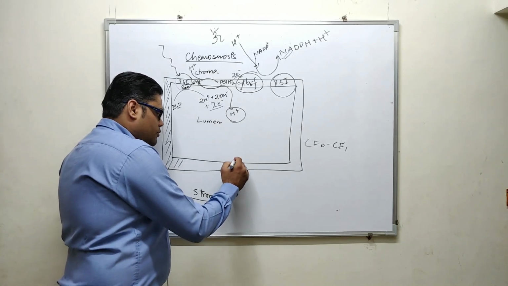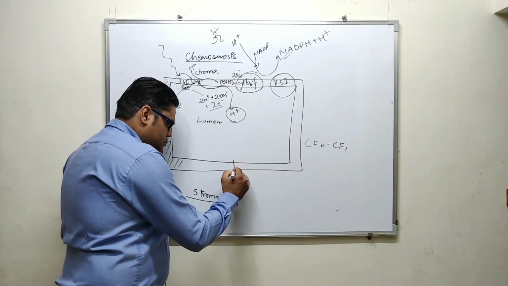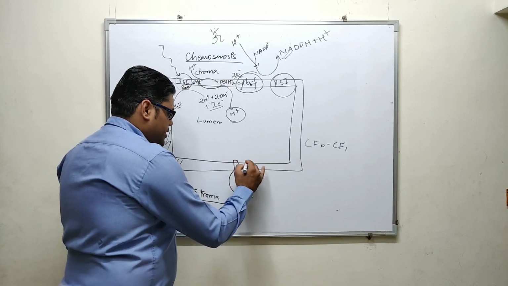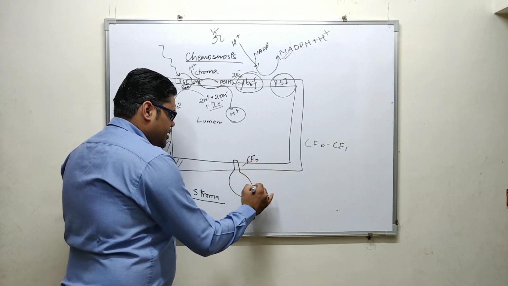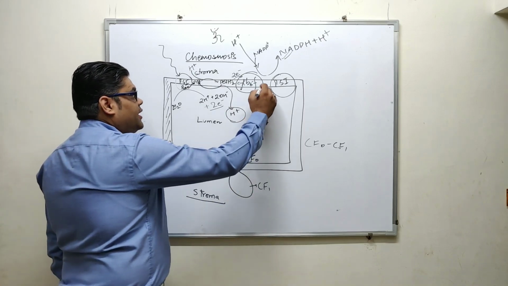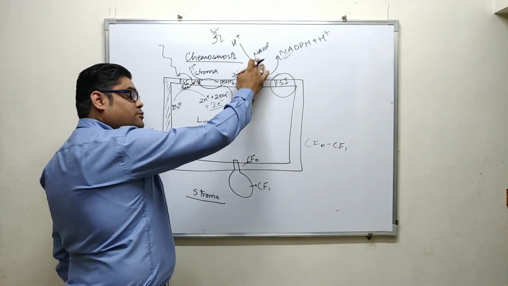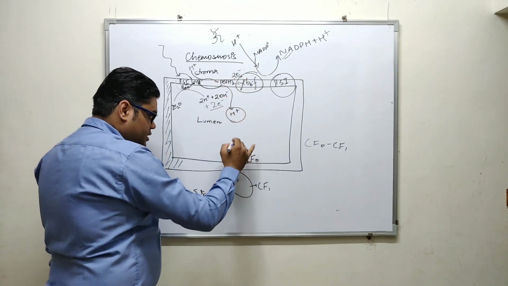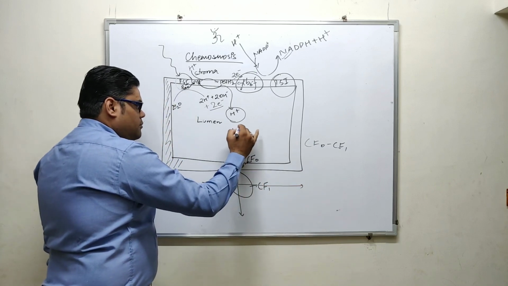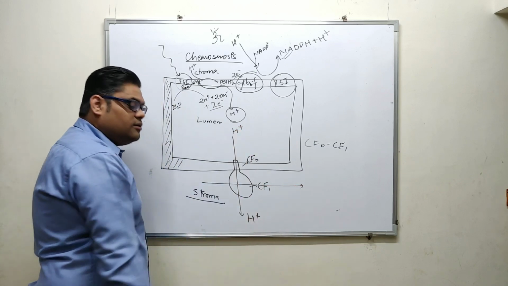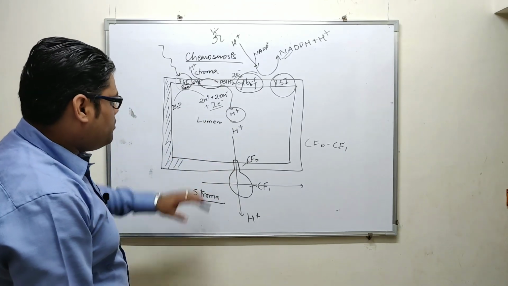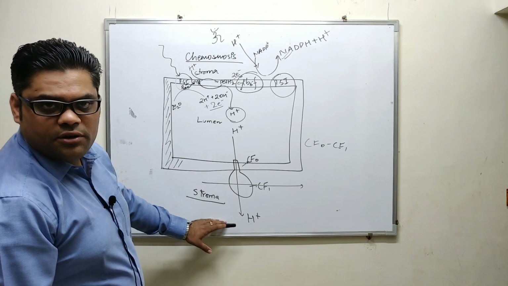Okay, so we have it like this. This is F0 and this is F1. The protons which are increasing from inside to outside are shuttled, and these protons are transferred from higher concentration to lower concentration.